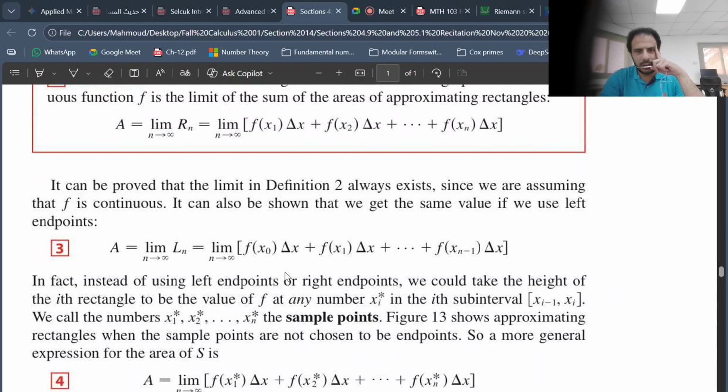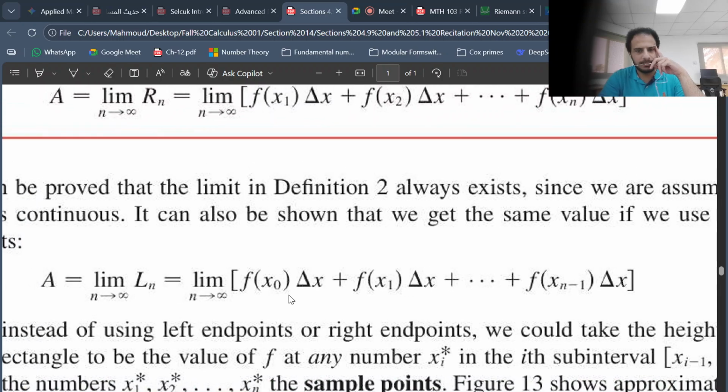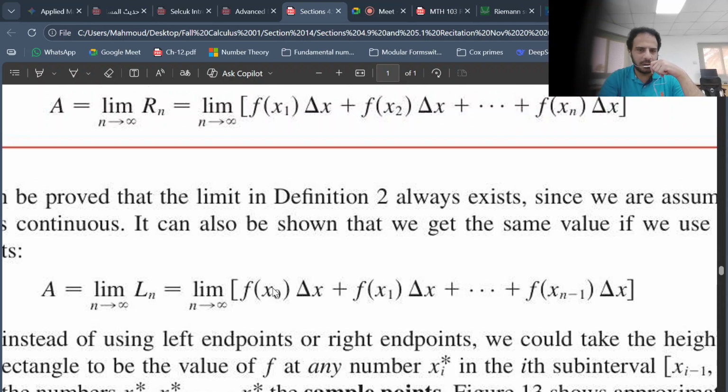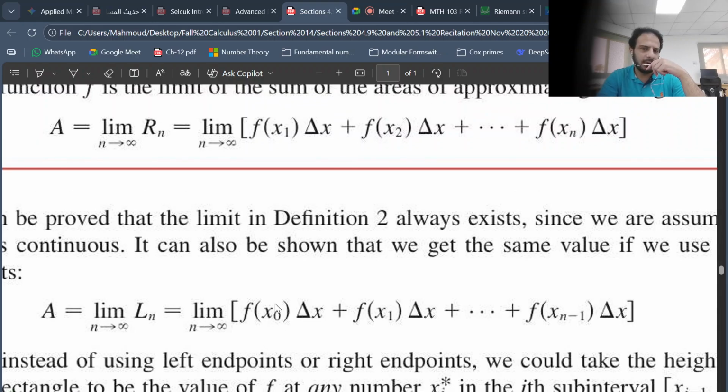You also have this one for the left endpoints. For left endpoints you start from x0, because remember I told you for left endpoints you start from the left, not from the right. Are you good with this?